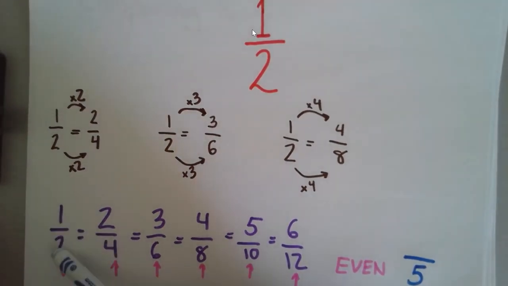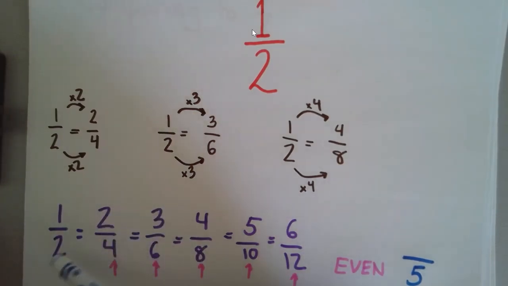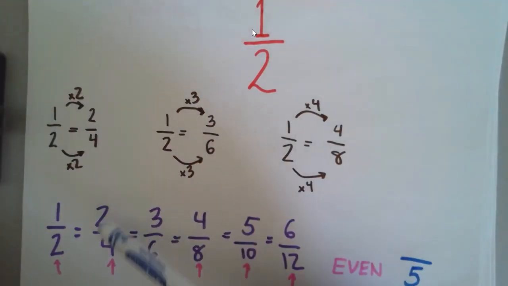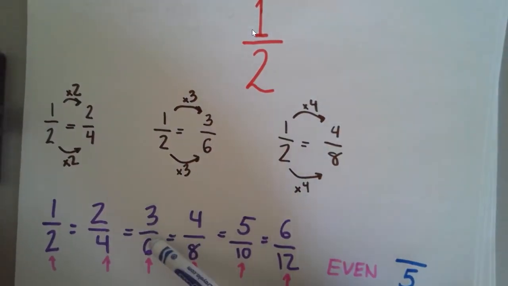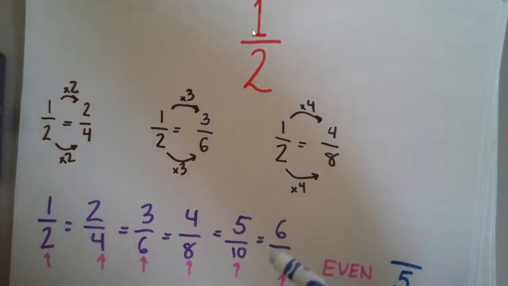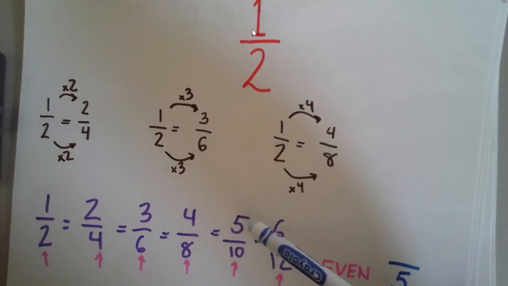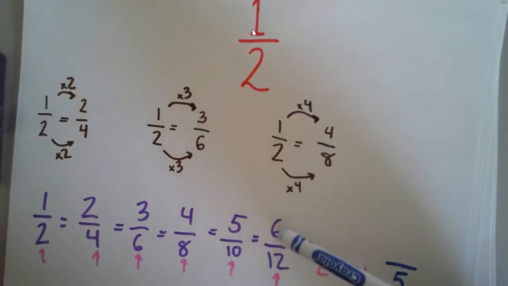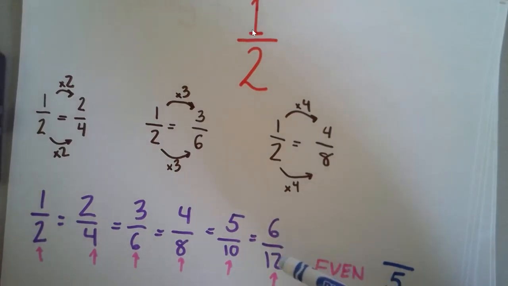1 is half of 2. So it's half, equivalent to 1/2. 2/4, not only do we know that it's equivalent because of the math we did here, 2 is half of 4. 3 is half of 6. 8 divided by 2, cut in half is 4. 10 divided by 2, cut in half, that's 5. 5 is half of 10. 12 divided by 2, that's 6. 6 is half of 12.